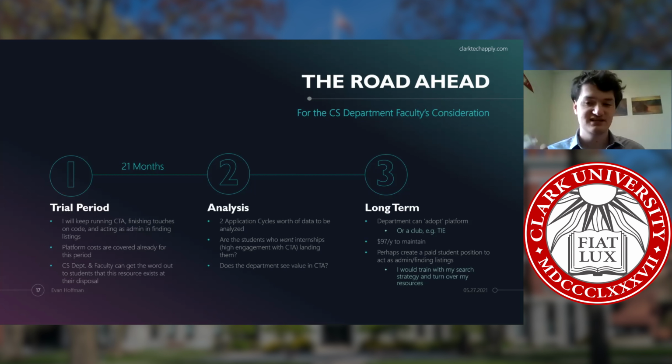It does cost $97 a year to maintain, which will only start at that point. If there's some kind of scholarship thing or something that I can do to pay for that, that's fine. I don't know how legally that works, or the department could pay it or a club could pay it, right? And then perhaps there'd be a paid student position to act as the administrator and find the listings, such as we have TAs or sysadmins in the department. Or it could be a club position if the club does it, right?